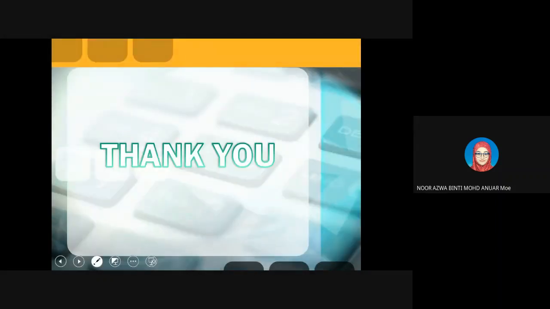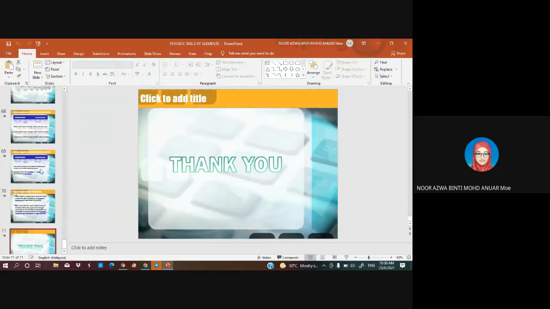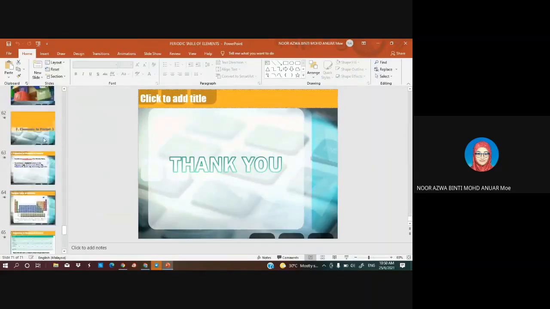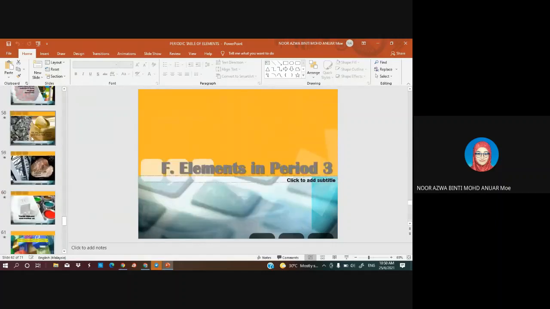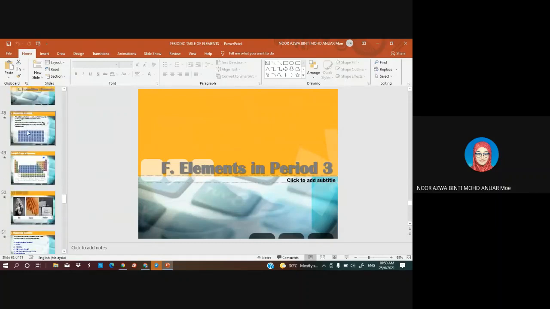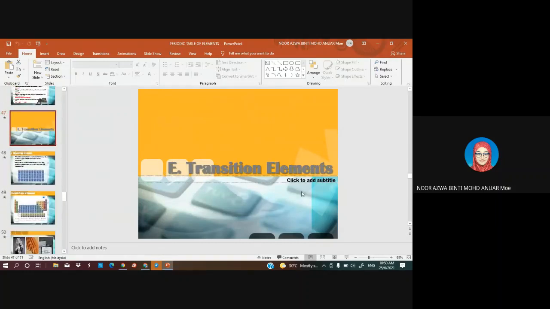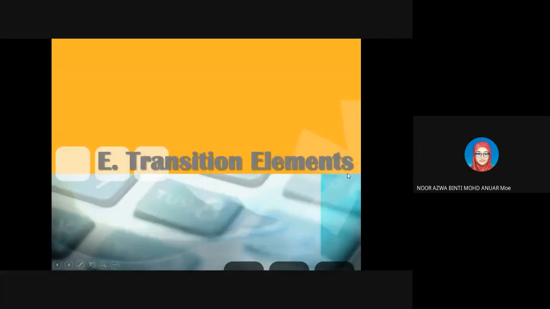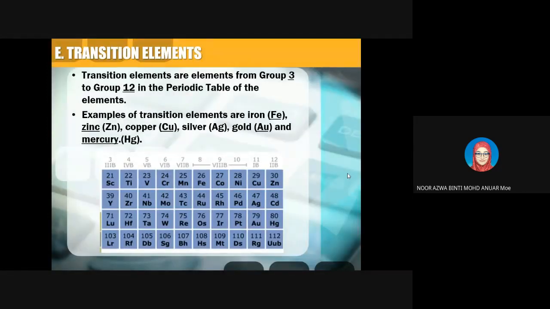Itu tadi adalah elements in period 3. Kita ada one more. We go to elements in group apa? Transition. Yang last lah 4.7 ya. So we have another subtopic which is transition elements, unsur peralihan lah. So transition elements ni are elements from group 3 to group 12 in the periodic table.